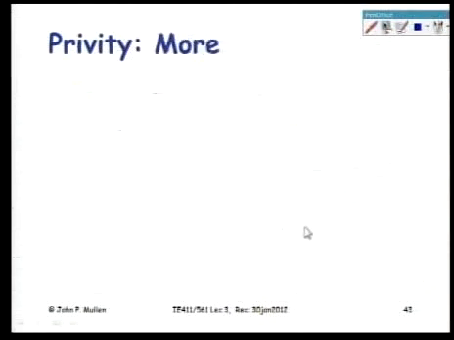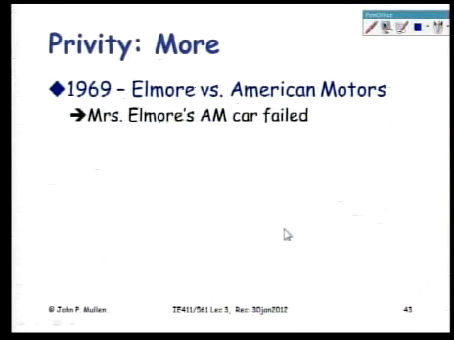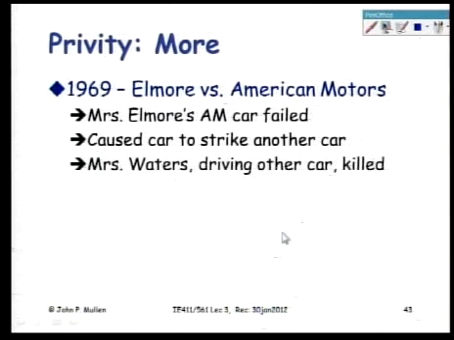Okay, more on privity. In 1969, Elmore versus American Motors. How many people remember 1969? We're getting into the modern era. People were alive then. Okay? Mrs. Elmore's American Motors car failed, caused her car to strike another car, and killed Mrs. Waters, who was driving the other car.